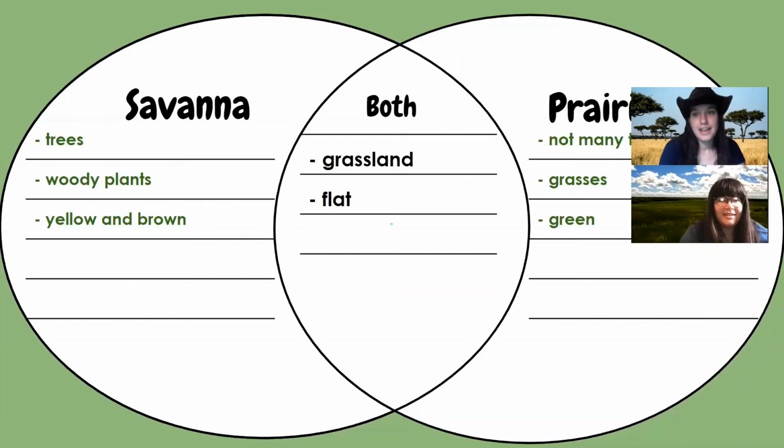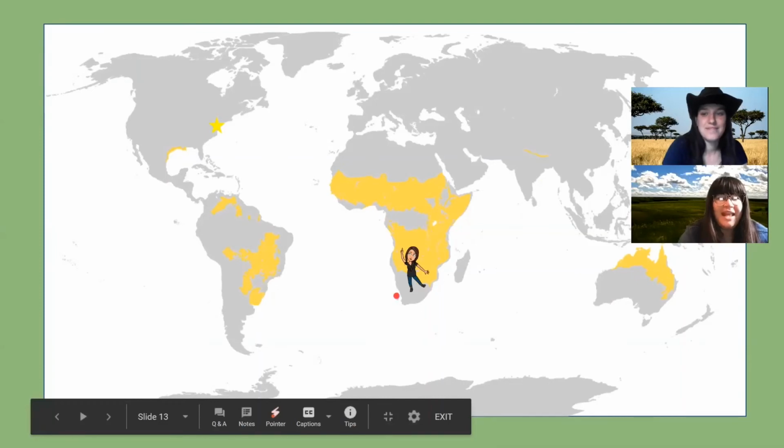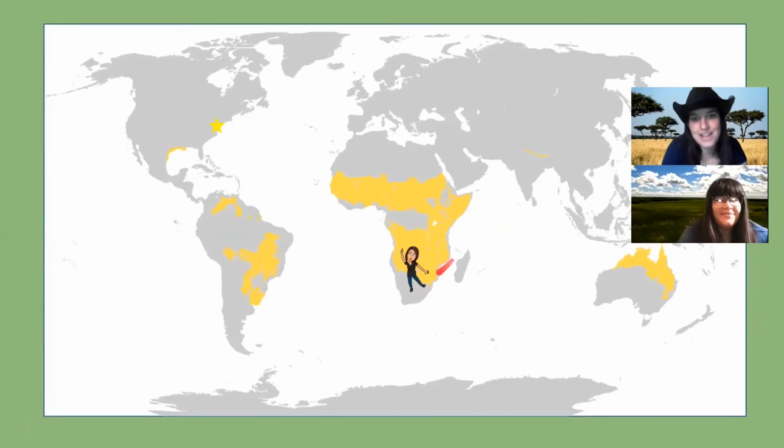Now, I have a secret. I am not in Carlisle right now. What? I'm going to show you a map and see if you can tell where I'm at. Are you ready? Okay, I'll try. Whoa, Mrs. Kanazawa, that yellow star is Carlisle. Are you in Africa right now? I am. The continent I'm on is Africa.